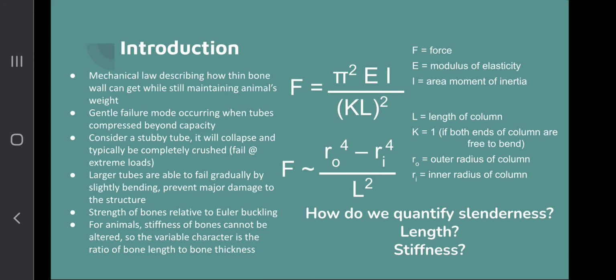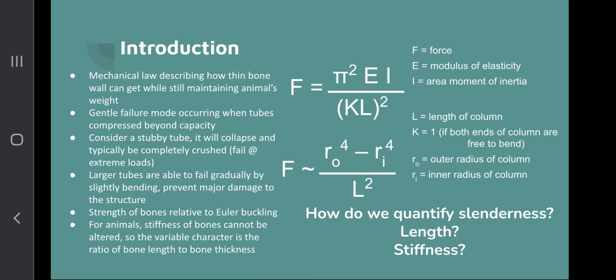So if we consider a stubby tube, it's typically going to collapse and be completely crushed, failing at these extreme loads, while a larger tube is able to fail gradually by slightly bending, and it prevents any major damage to the structure. In this case, we're measuring this based on a bend in the straw and not actual damage to the structure. When we remove the load, it should be able to return to normalcy, and if we push beyond this load, the tube's going to collapse inward at that folding location.